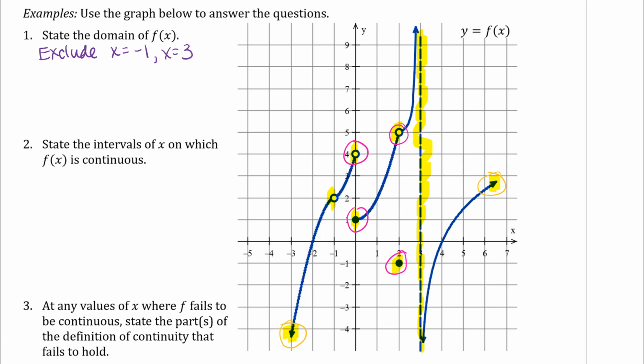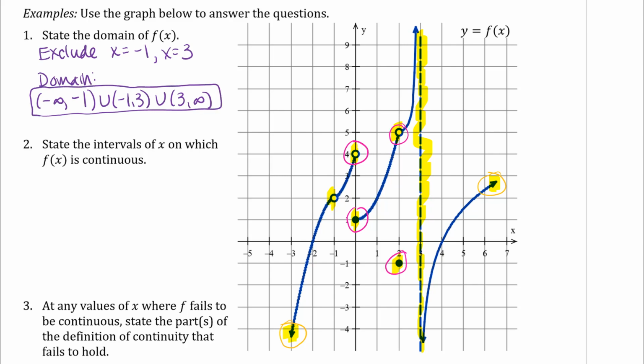If I give the domain in interval notation, I'll start with -infinity up to, but not including, -1, then union -1 to 3, union 3 to infinity. So that is not new information. Technically, domain is old information, but when we think about domain, what we're really thinking about is the part of continuity that's asking us to think about where f of a exists. That's what domain is really about, that there's an output for those values for input.